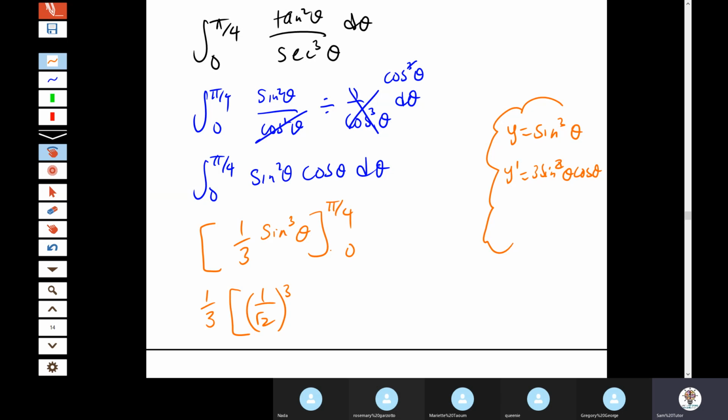And then sine 0 is 0, isn't it? So we're done. 1 over 3 times 2 root 2. If you're going to ask me, Sam, how did you get 2 root 2 from root 2 cubed? The only thing I can write for you, which I had told you before to memorize, x to the power of 3 on 2 is equal to x root x. X to the 5 on 2 is x squared root x, and so on.